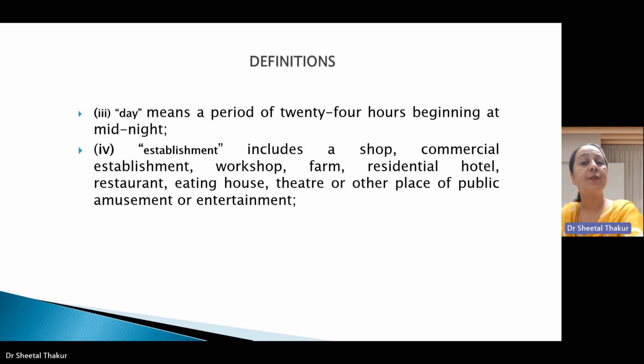Thereafter, they have also defined the term day. Whenever the word day comes under the provisions of this act, it means a period of 24 hours beginning at midnight. And they have also defined the term establishment, which includes shop, commercial establishment, workshop, farm, residential hotel, restaurant, eating house, theater, and other places of public amusement and entertainment.